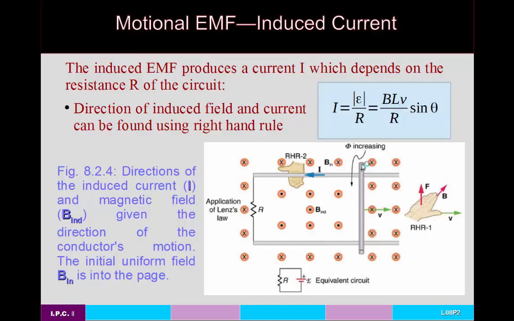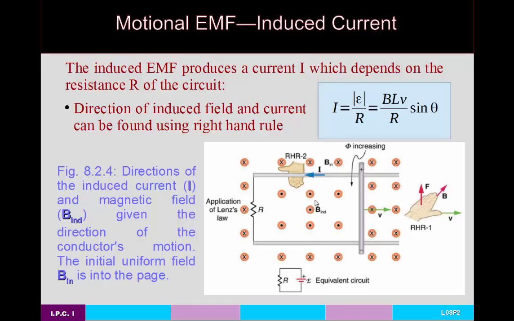This is the length of the conductor, or really the distance between the two rails that it's sliding along. This is the speed at which it's moving. This is the resistance. And then this is the angle between the velocity and magnetic field. And you can use the right-hand rule in order to figure out the direction of the induced magnetic field.